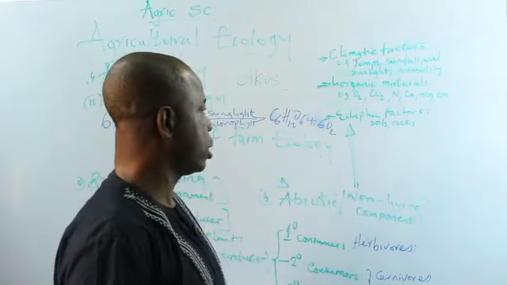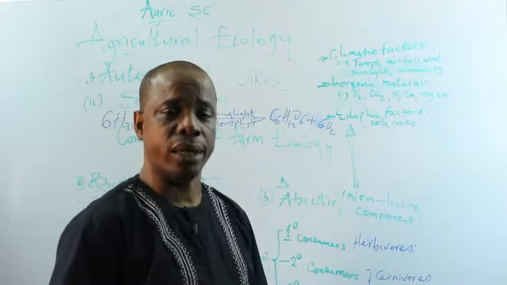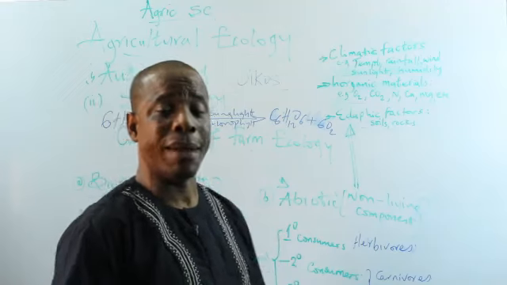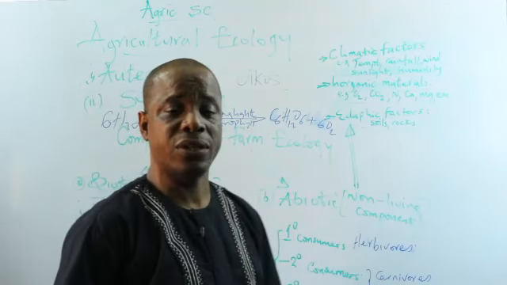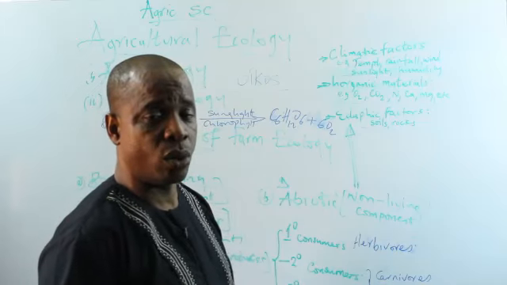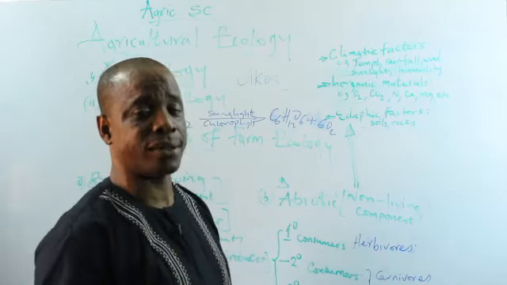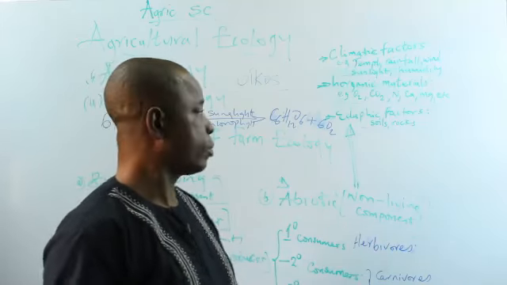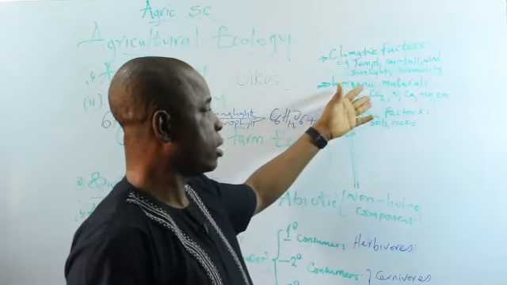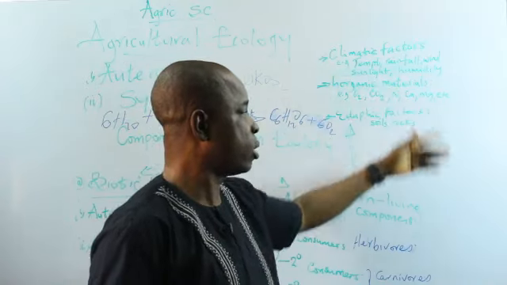Then we also have the second group, the inorganic materials. The inorganic materials refer to the chemicals, the macro and micro minerals in the soil that the plant requires to grow very well, to build their cells, and to mature their tubers. Examples include oxygen, CO2, nitrogen, calcium, magnesium, etc.